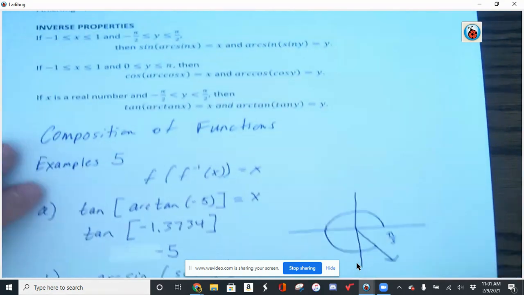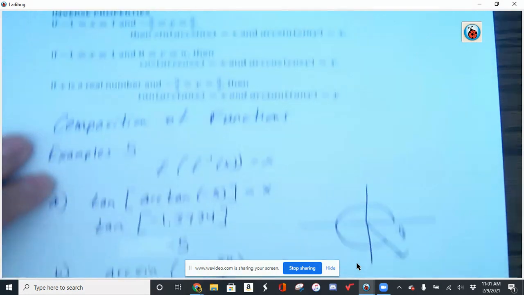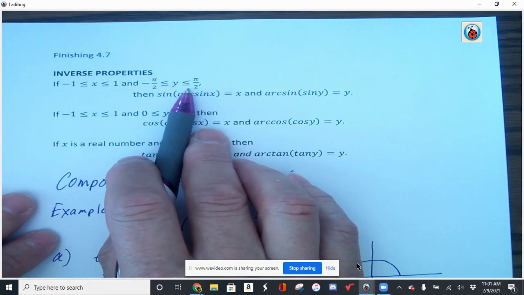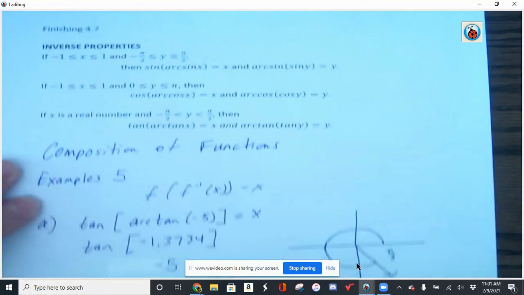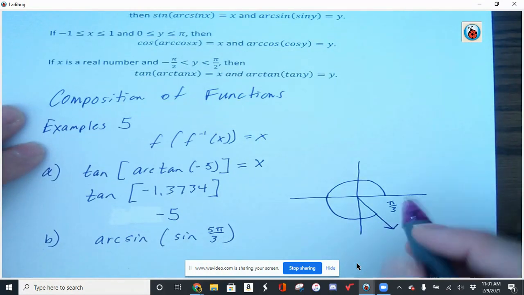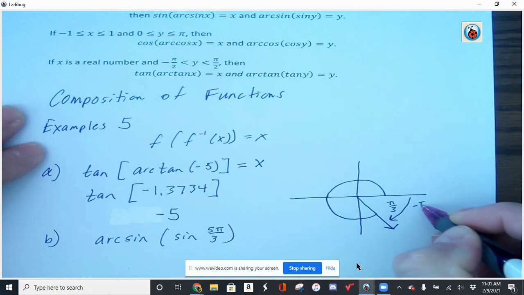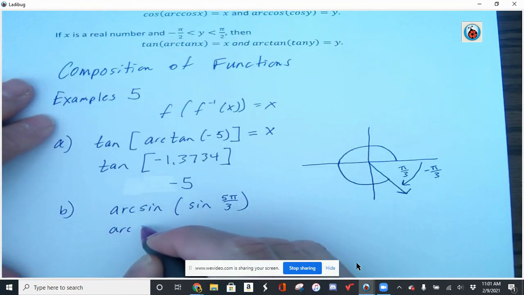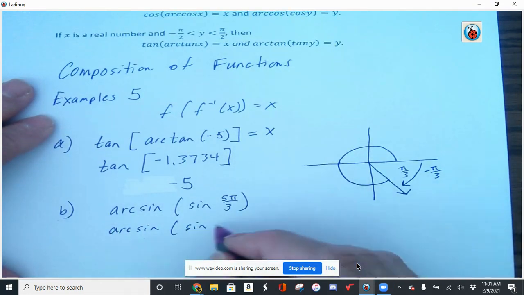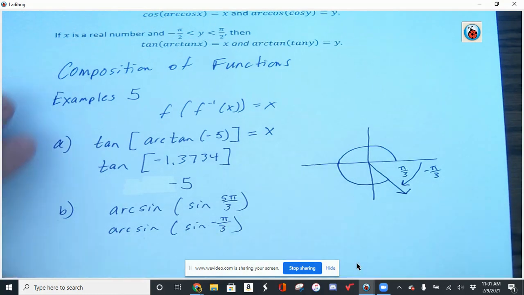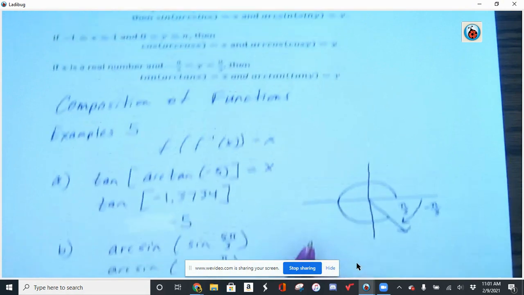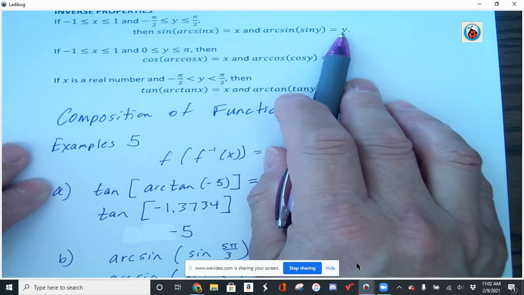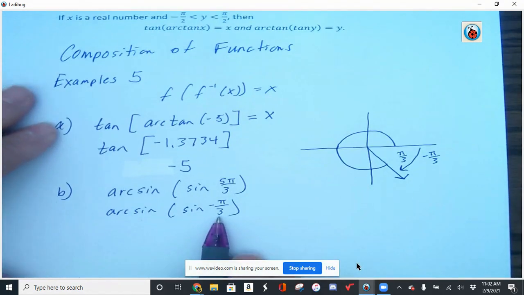So here's the but. My y value is 5 pi over 3, and I want my y value to fall within that interval. It doesn't, but 5 pi over 3 is coterminal to this angle, negative pi over 3. So I can do this now. Based off this information, now that y falls within the interval, it should be equal to whatever the y value is. So this should be equal to negative pi over 3.